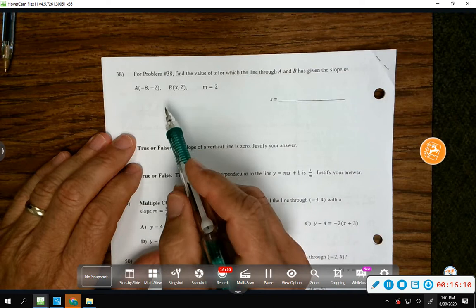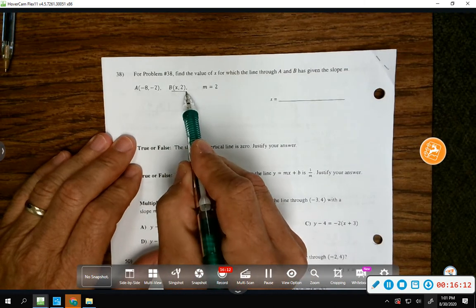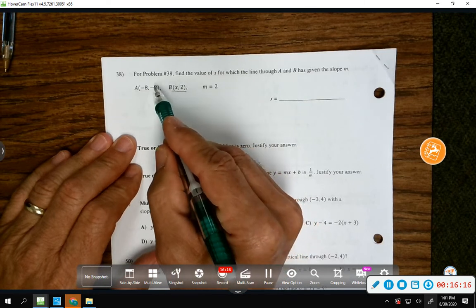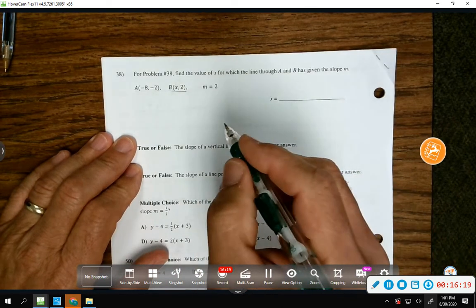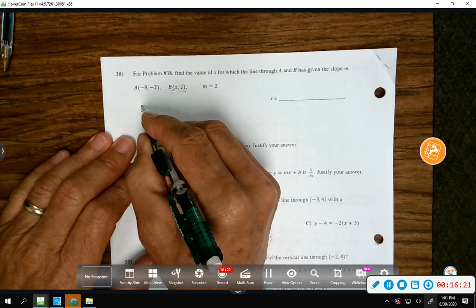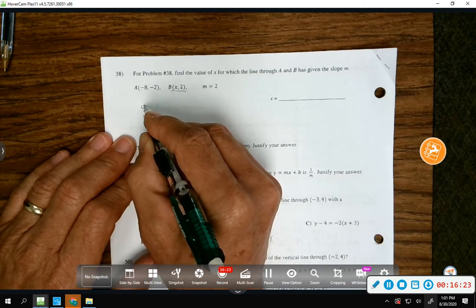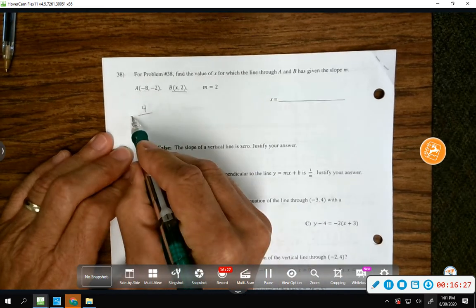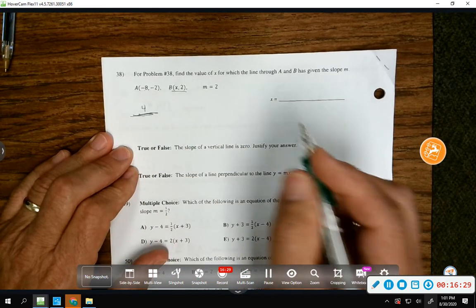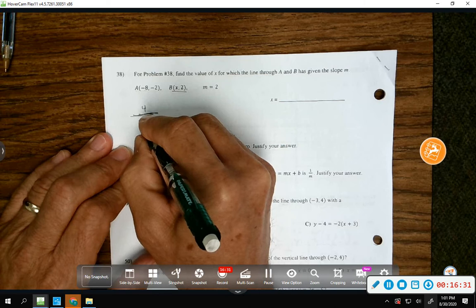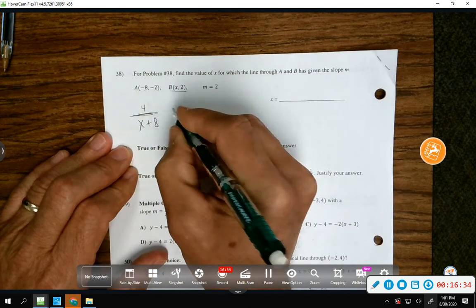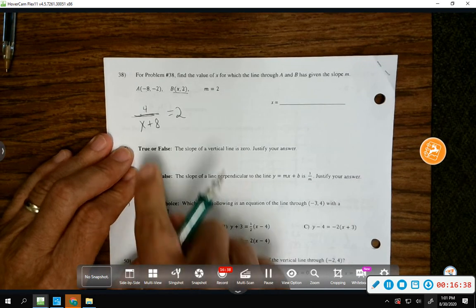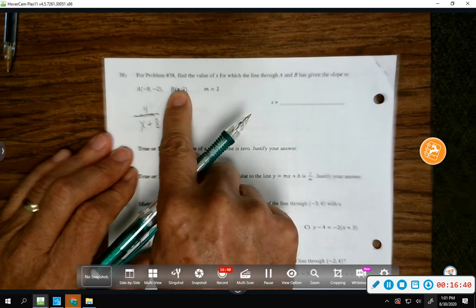To find the slope, I always start with the point that has the variable. Subtract the y's. 2 minus negative 2 is 2 plus 2, or 4. X minus negative 8 is x plus 8. Minus and negative becomes plus and positive. And then I set that equal to the slope. Now I just solve this so I can figure out what that x-coordinate is that's missing.